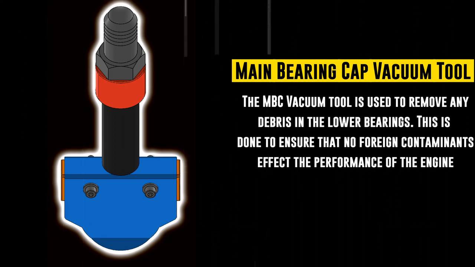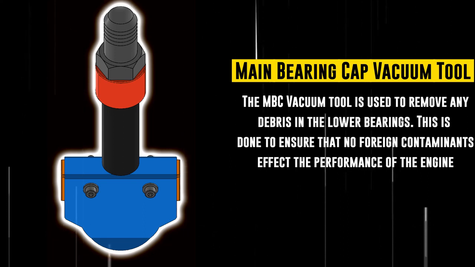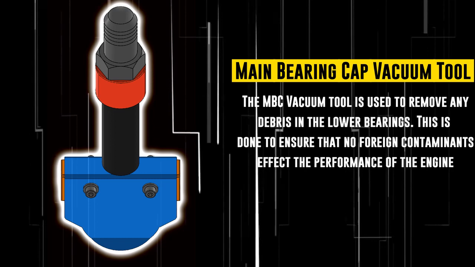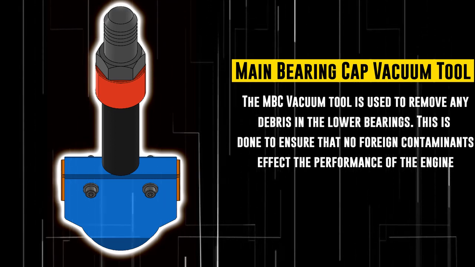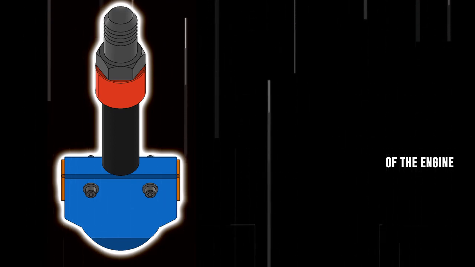Main bearing cap vacuum tool. The MBC vacuum tool is used to remove any debris in the lower bearings. This is done to ensure that no foreign contaminant affects the performance of the engine.